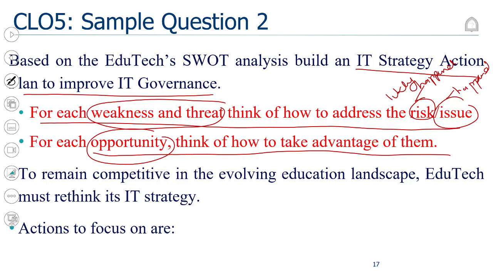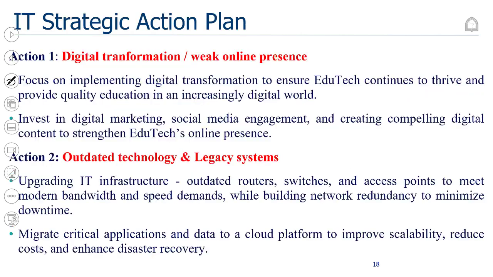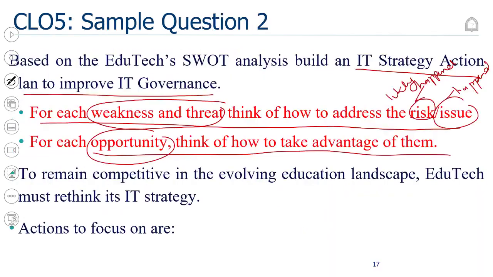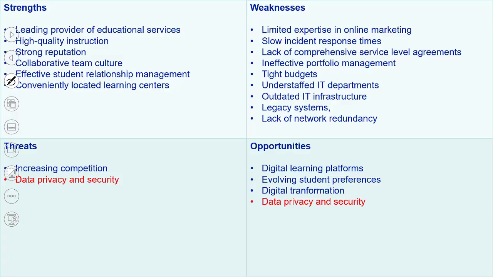So in this particular case, for example, I picked something like digital transformation, or weak online presence. That was a problem that we identified here. Okay, where was that?